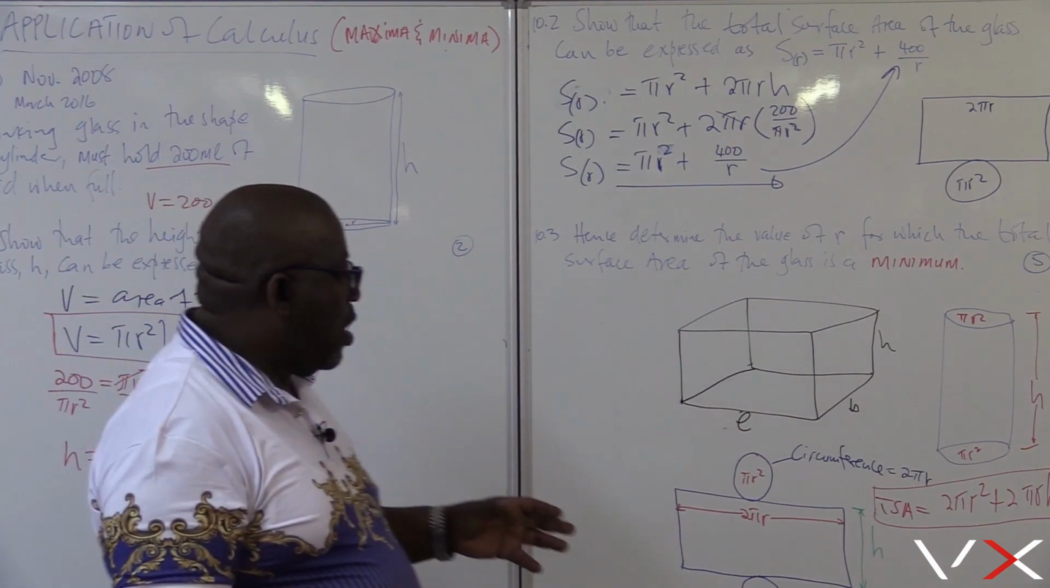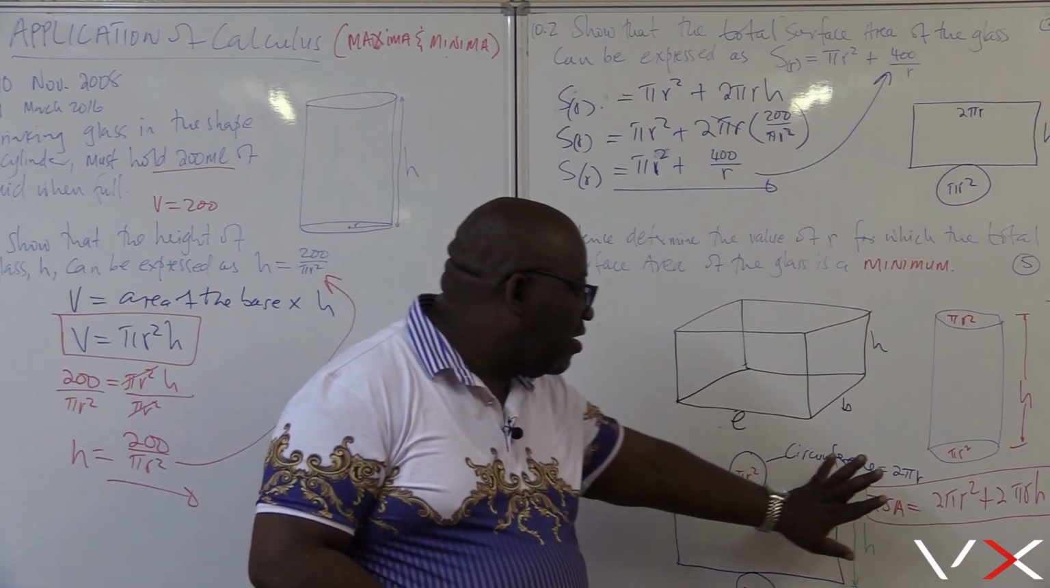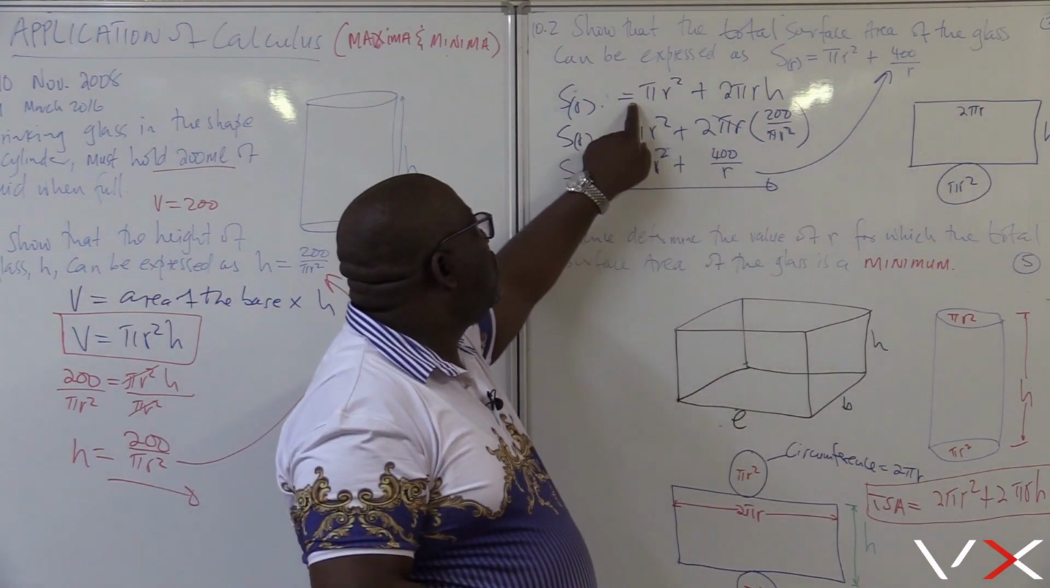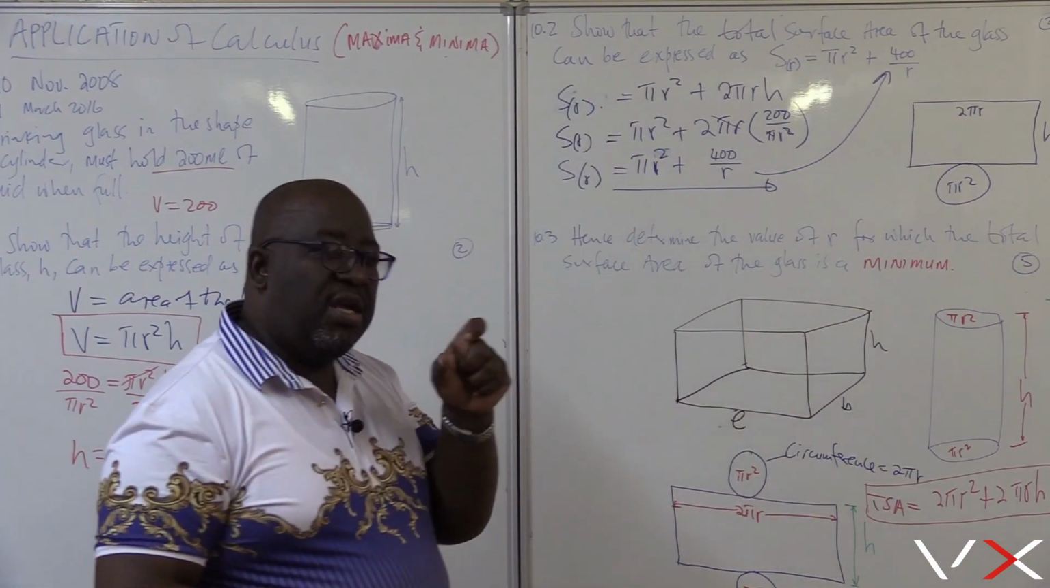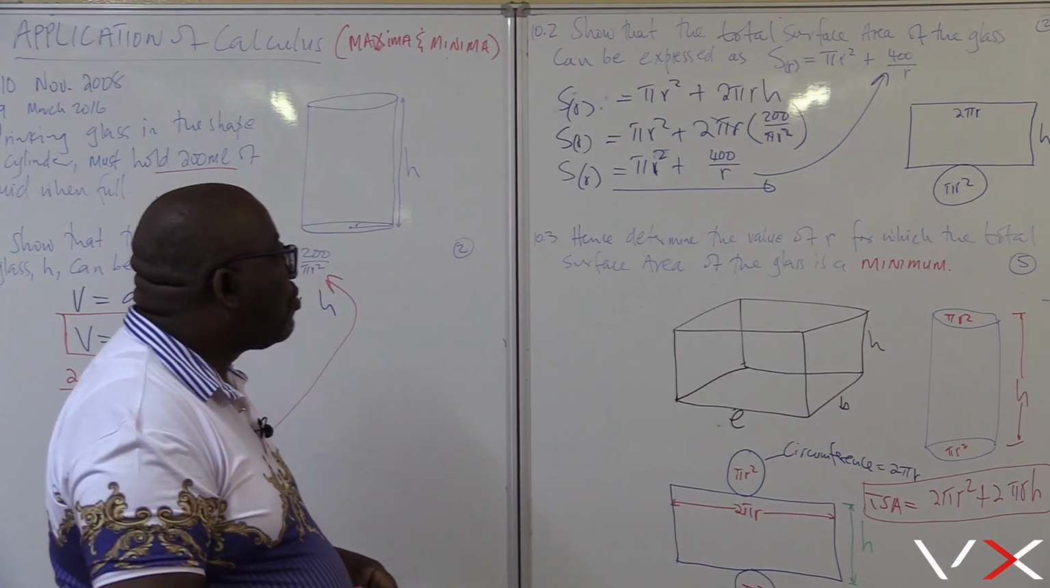What was important here was to understand that a drinking glass does not have this part, hence the formula will not have that 2. It will work exactly with that formula without a 2. That's the key. This was a drinking glass, so it was open on top.